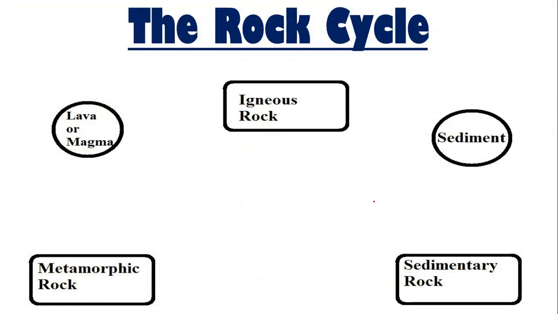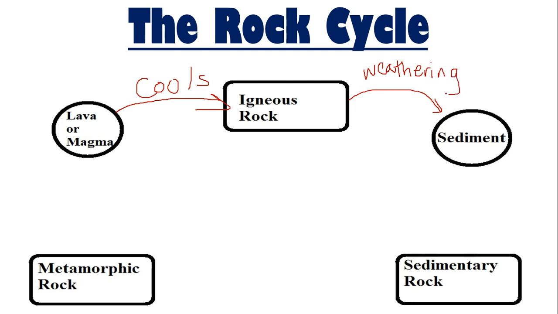So let's look at the rock cycle, and bear with me, I am writing all these words with a mouse. All right, so we have igneous rocks. We're going to start here. Igneous rocks are formed when lava or magma cools. The actual word is solidification or crystallization, but I don't even think I could spell that with this mouse right now. So we're just going to say cools. Igneous rocks then can be changed into sediment by weathering.